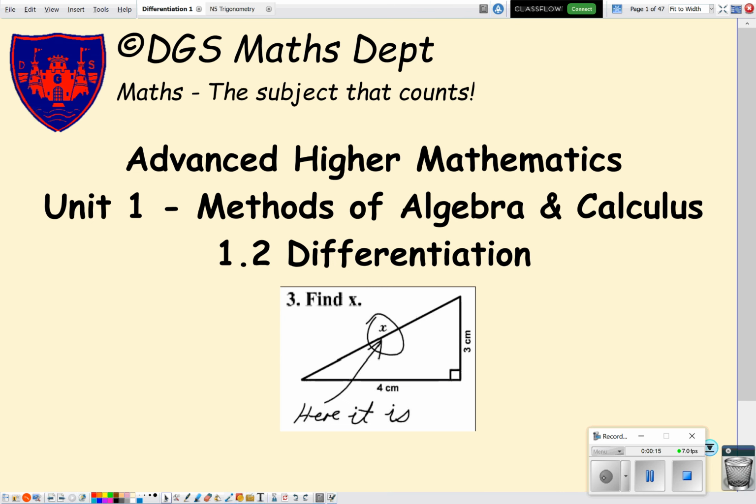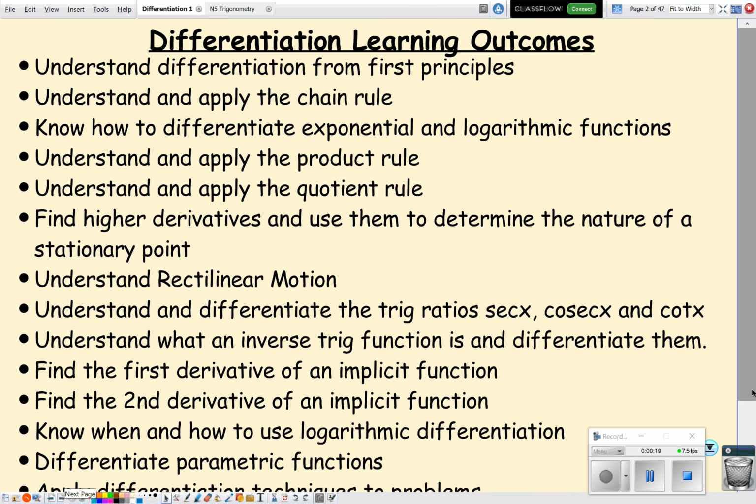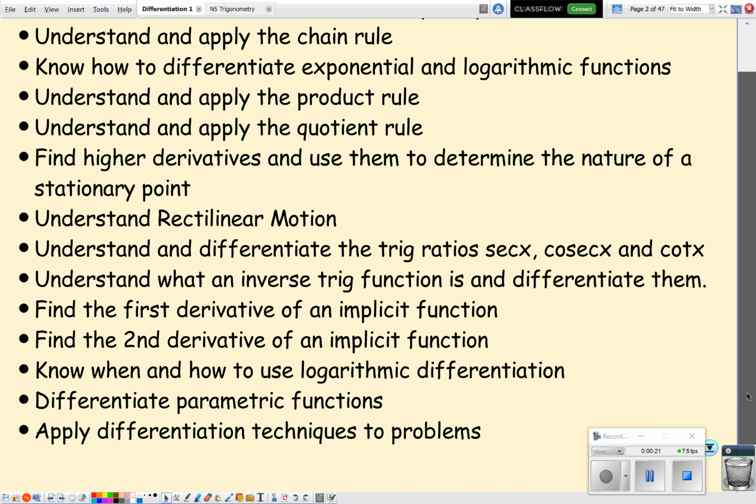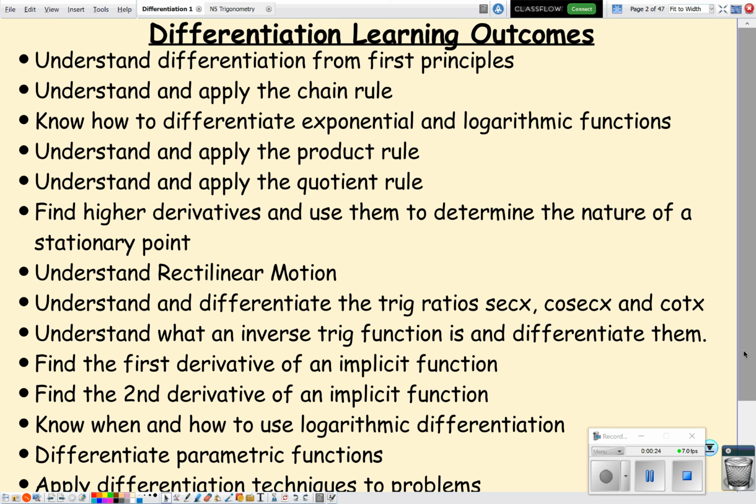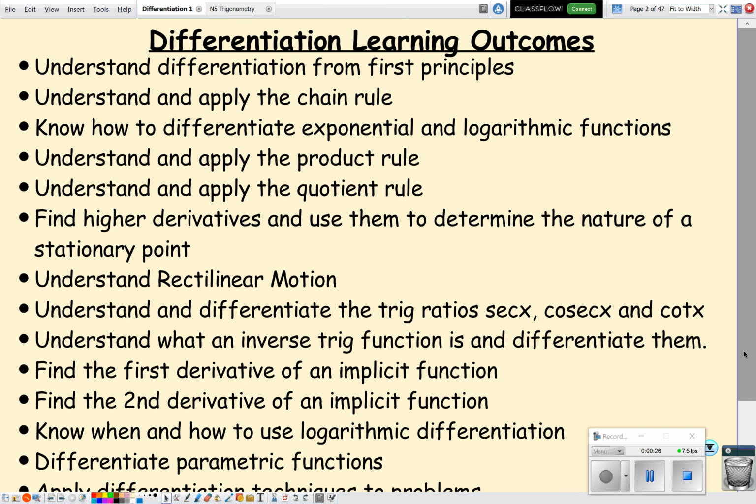Let's take a wee look at the learning outcomes for that. So it is quite a sizable unit. Right? There's a lot of different parts to it. I won't read through them all. I'll publish them in the notes.